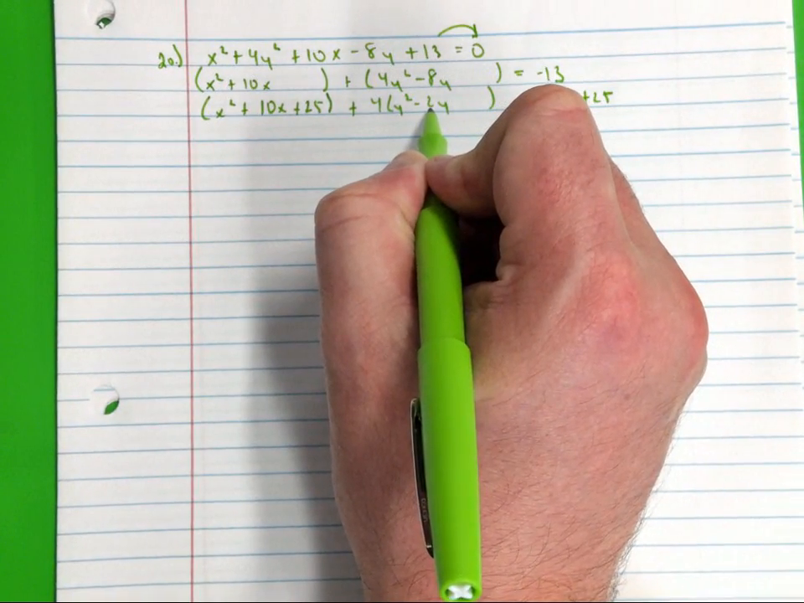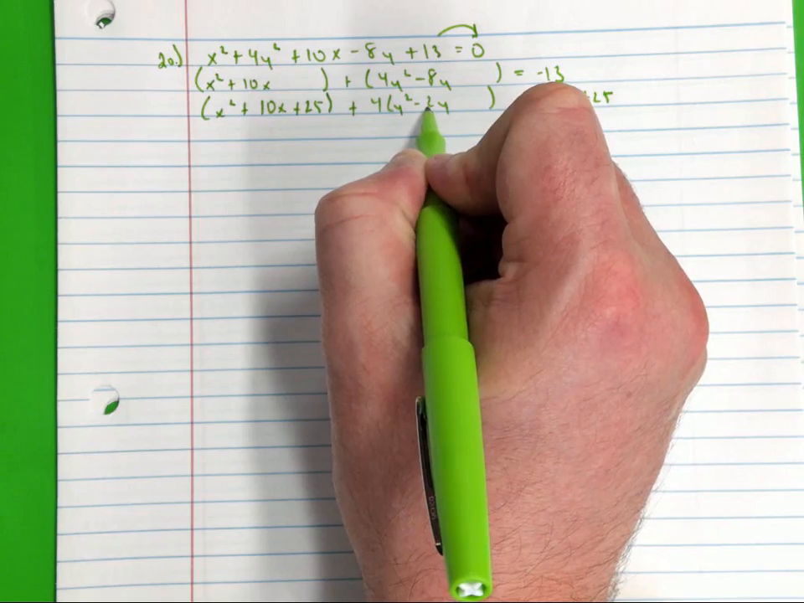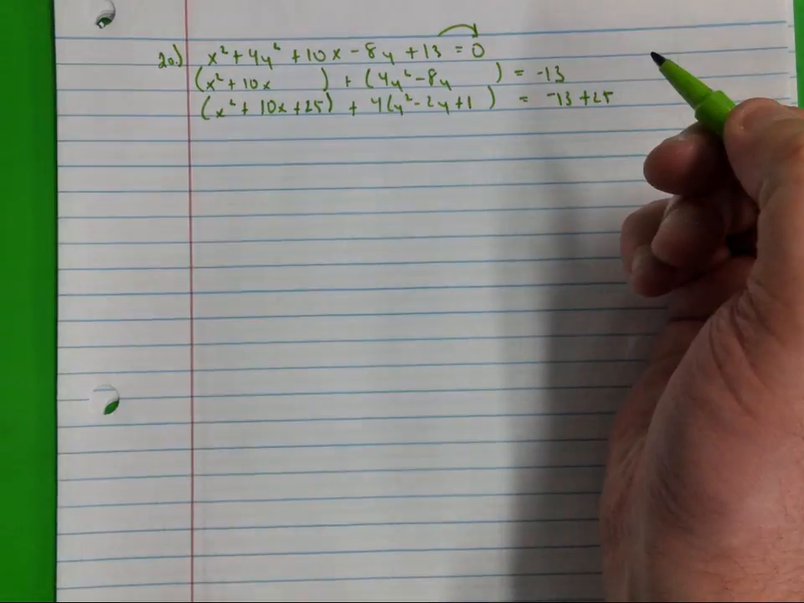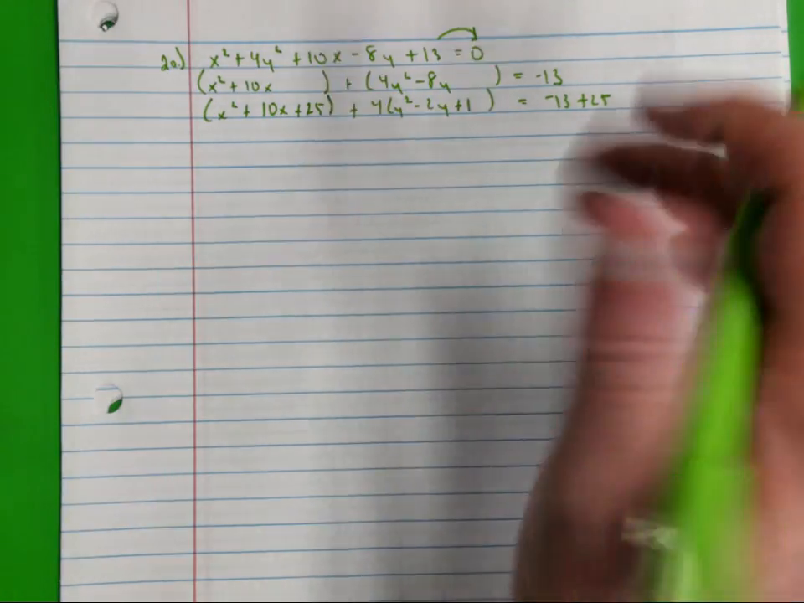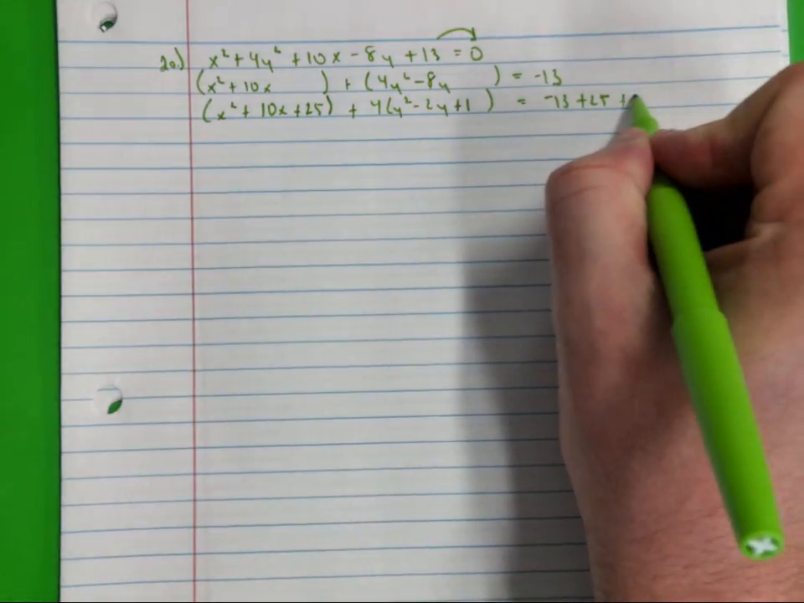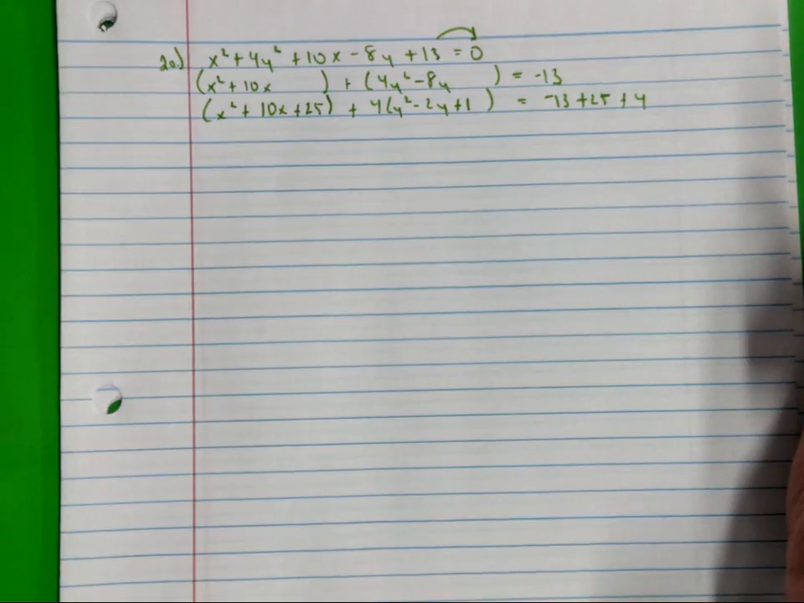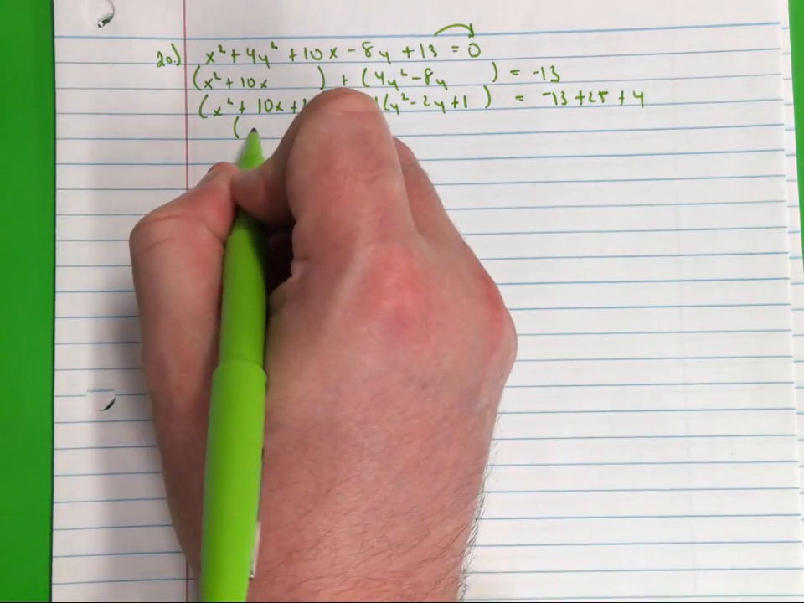Now what's half of negative 2? Negative 1. Negative 1 squared is positive 1. Now do I add 1 or do I add 4 over here? Because I got to say 1 times 4 is 4. Okay. Now I come back and factor it.